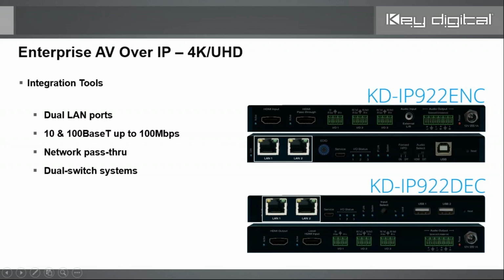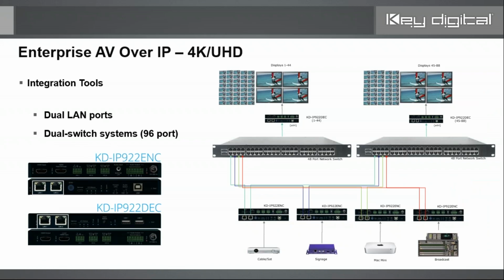Additionally, you have 2 LAN ports, LAN 1 and LAN 2. It's a 2-port PoE 1 gig network switch built in to each unit. One of the functions for that is a network pass-through of a connected source or display. But another benefit of having dual LAN ports is that you could actually build a system that could support up to 96 ports without going beyond a gigabit network, without a centerpiece network switch in the middle.